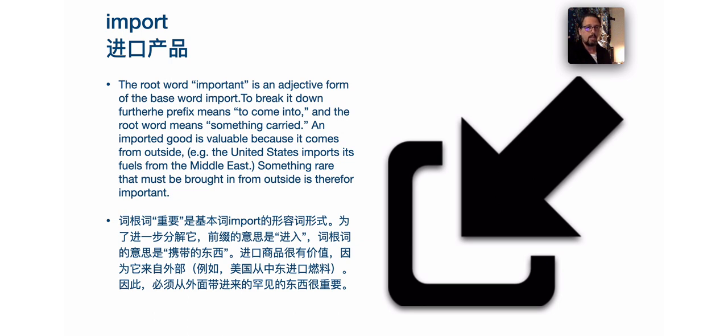So in the United States, fuel imported from the Middle East is one of their most important imported commodities. They're completely dependent upon the Middle East for their energy imports. Something that is rare and must be brought in from the outside is therefore important.